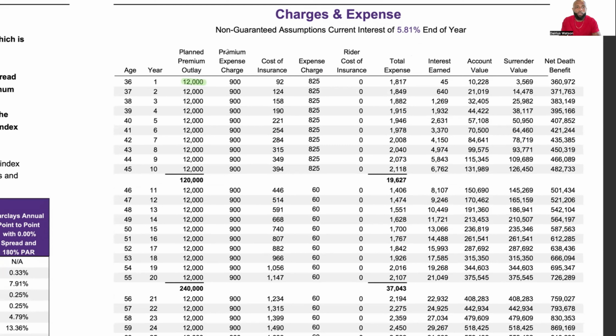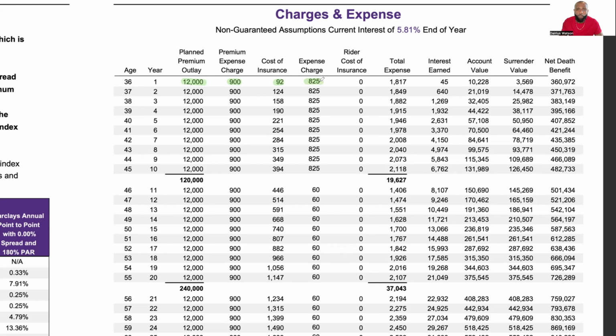These are annual numbers. So these are the premium expense charges. They're charging this client, 35 years old, year one, $12,000 of premium payments. He has a $900 expense charge. He has a cost of insurance. This guy in particular, in this case study, does not have a lengthy health record. So his charges are not really that high. This is a pretty standard person, somewhat healthy for American standards, I guess.